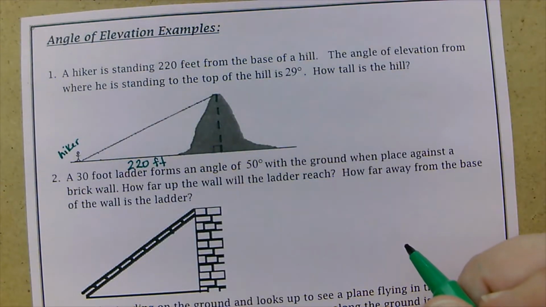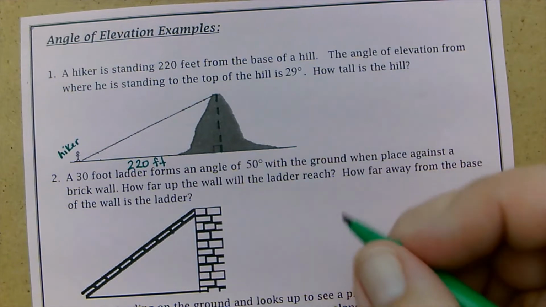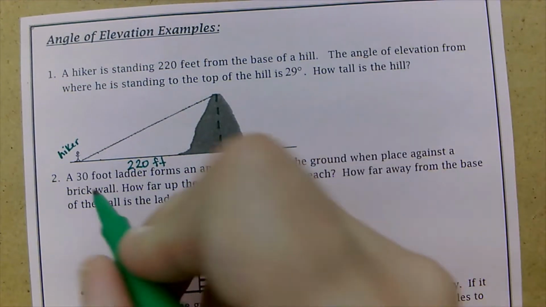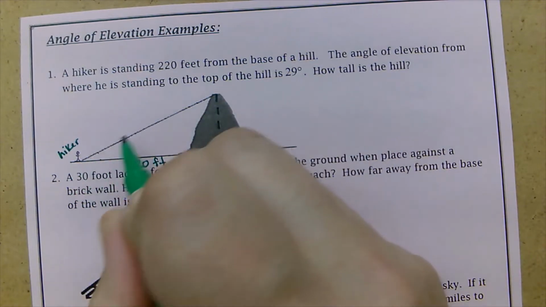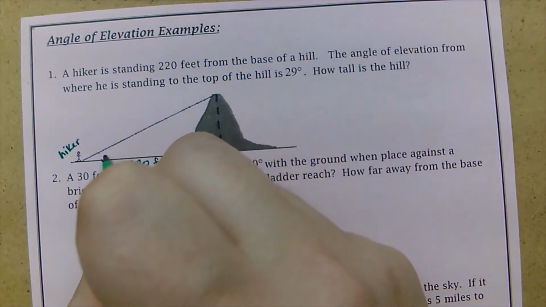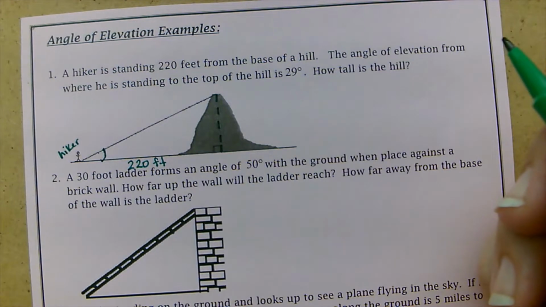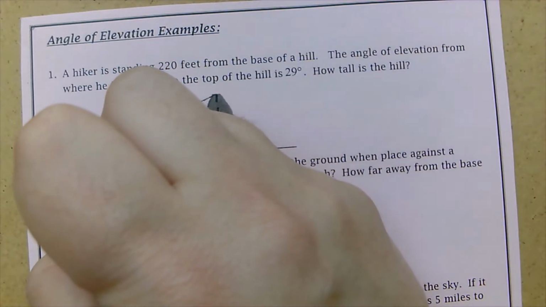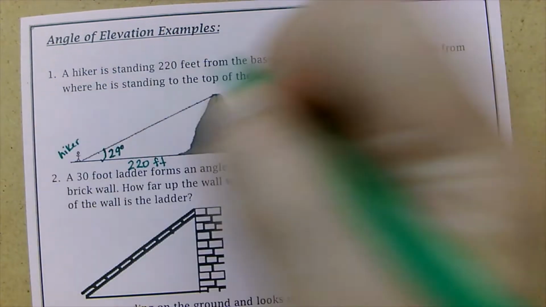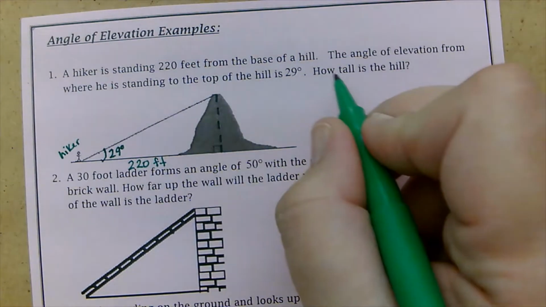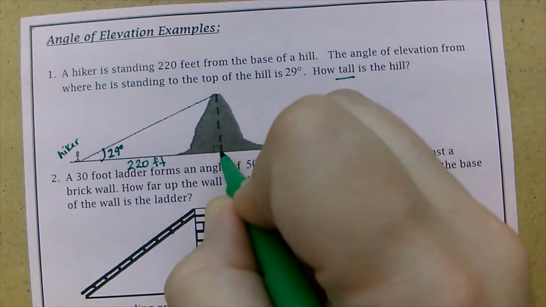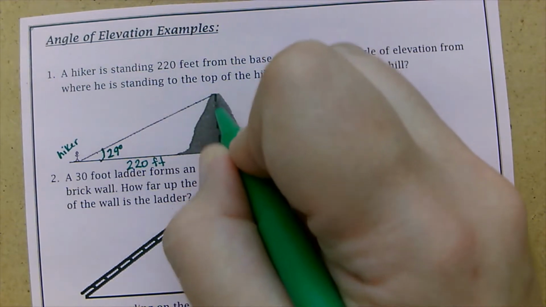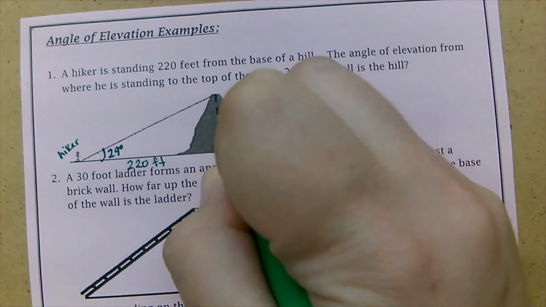Then it says, next, the angle of elevation from where he is standing, so that's over here, to the top of the hill. So here's the line of sight. Coming off of the horizontal and going up, this is our angle of elevation, 29 degrees. So I'm going to fill that in. How tall is the hill? Well, that's asking for the height of the hill. So I'm looking for from ground to the top, how tall is this? So this is my x. This is what I'm looking for.